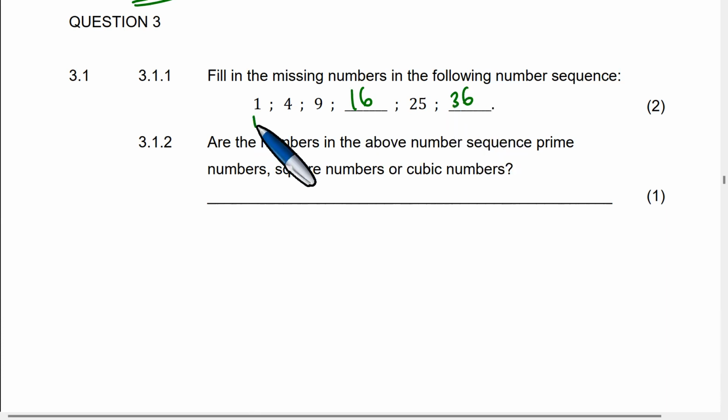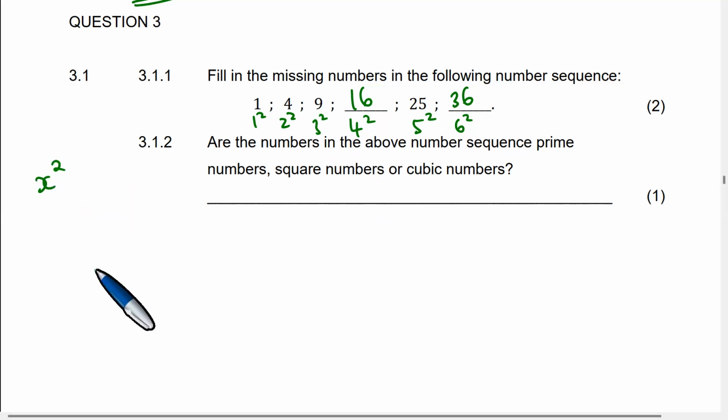So in other words, this is like 1 squared, then 2 squared, which is 4, then 3 squared, then 4 squared, then 5 squared, then 6 squared. Next. Are the numbers in the above number sequence prime numbers, square numbers, or cubic numbers? What do you think? Are they cubic numbers? Please come again.